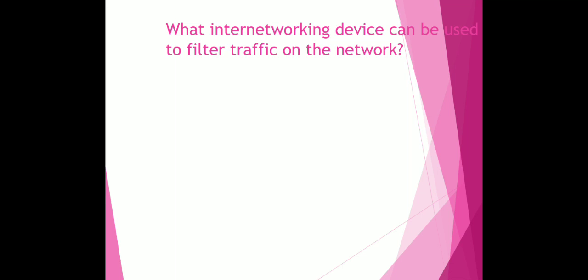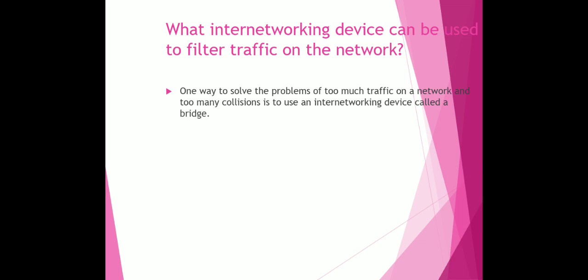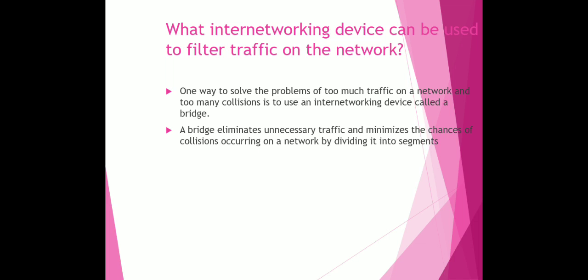Here, what networking device can be used to filter traffic on the network? One way to solve the problems of too much traffic and too many collisions on a network is to use a networking device called a bridge. A bridge eliminates unnecessary traffic and minimizes the chances of collisions occurring on a network by dividing it into segments. Now we are going to talk about bridge.